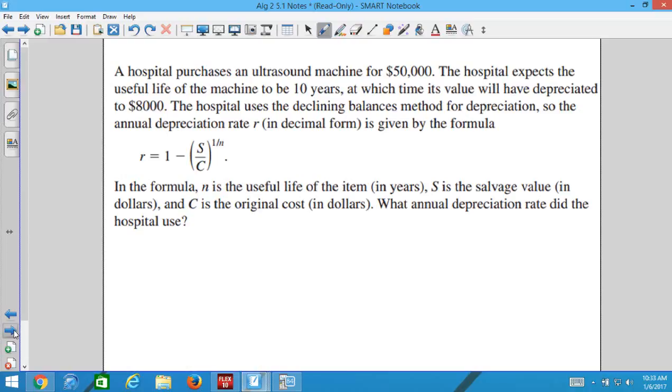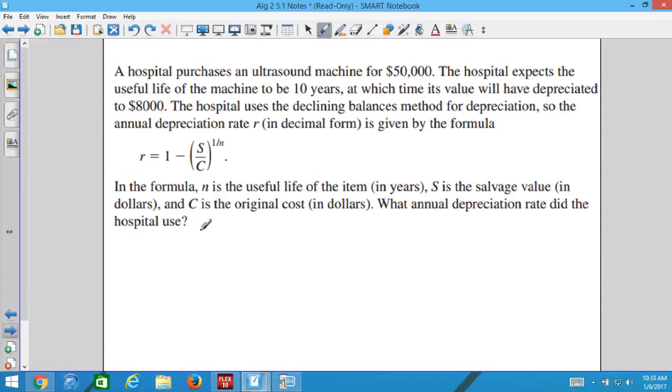Okay. The hospital uses the declining balances method for depreciation, so the annual depreciation rate in decimal form is given by this formula. By the way, that exponent is 1 divided by n. In the formula, n is the useful life of the item in years. So what is the useful life of this? 10 years. S is the salvage value. That means how much could you sell it for? 8,000. That is the S. And then C is the original cost, 50,000.